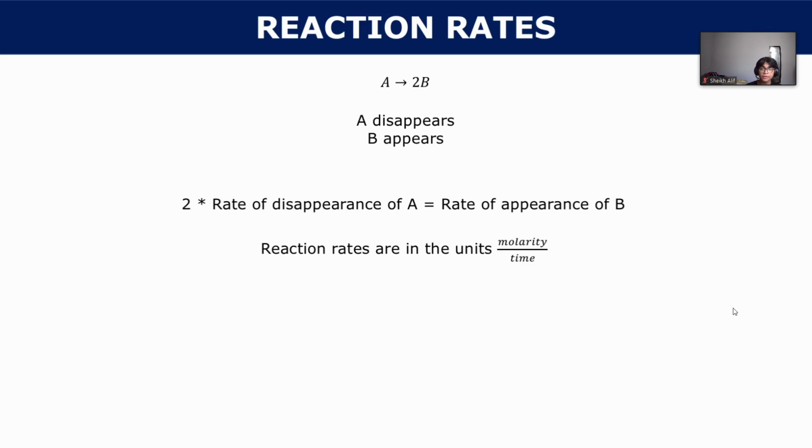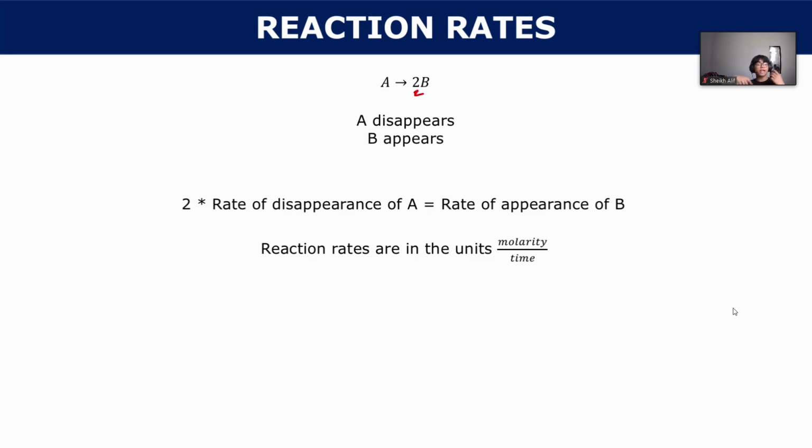And as it turns out, those are stoichiometric coefficients, right? The 2 times the appearance of B represents the 2 that's right here on the B. The 2 that is right here. Sorry, my pen's not on. The 2 that is right here. And so the rate of appearance of B equals 2 times the rate of disappearance of A, and those are just stoichiometric ratios.